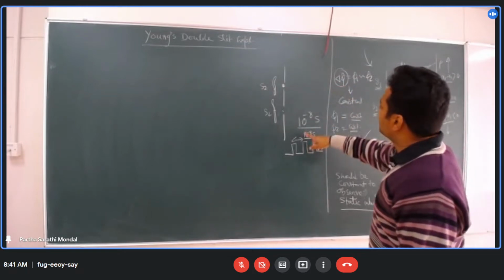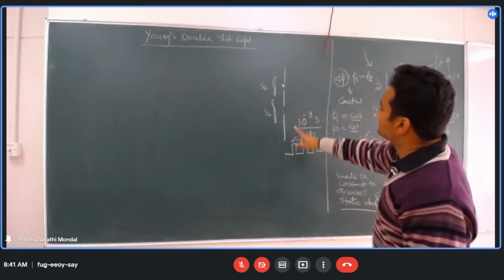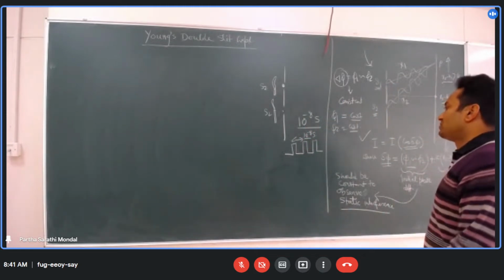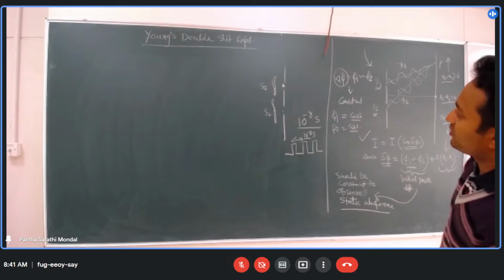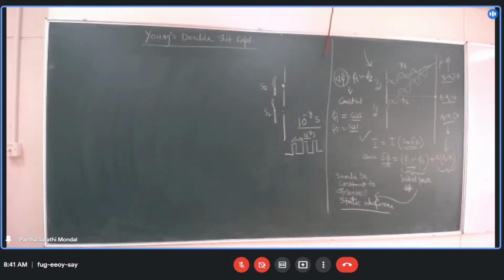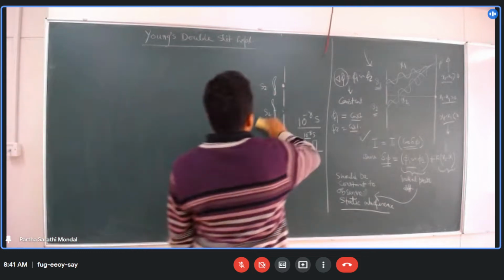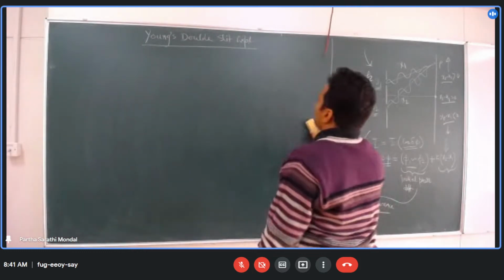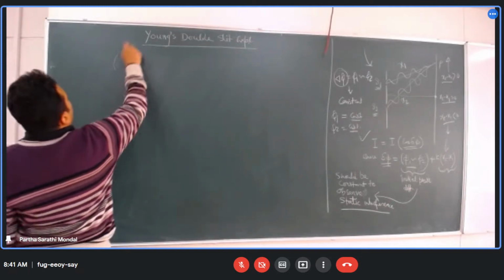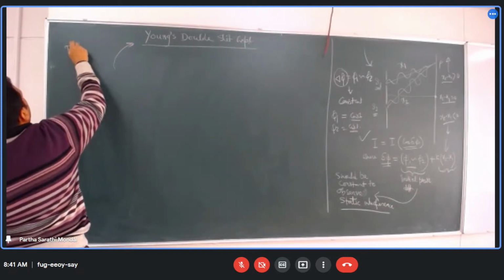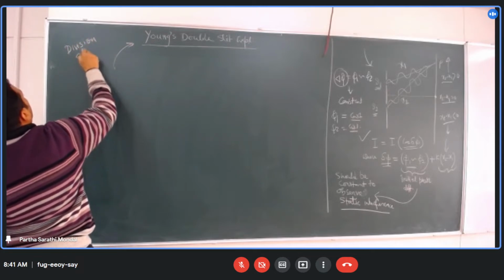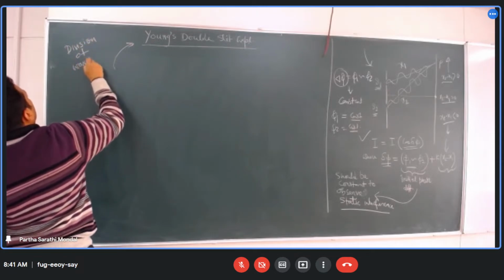So it is better to start with a single source and then split it in two to get a pair of coherent sources. One method is the Young double slit experiment, as I told you. This is one method, called division of wavefront.